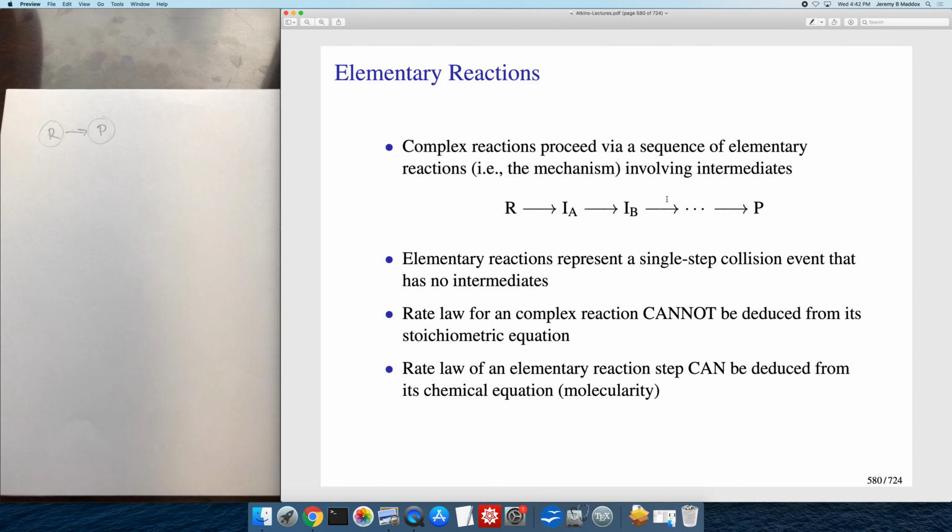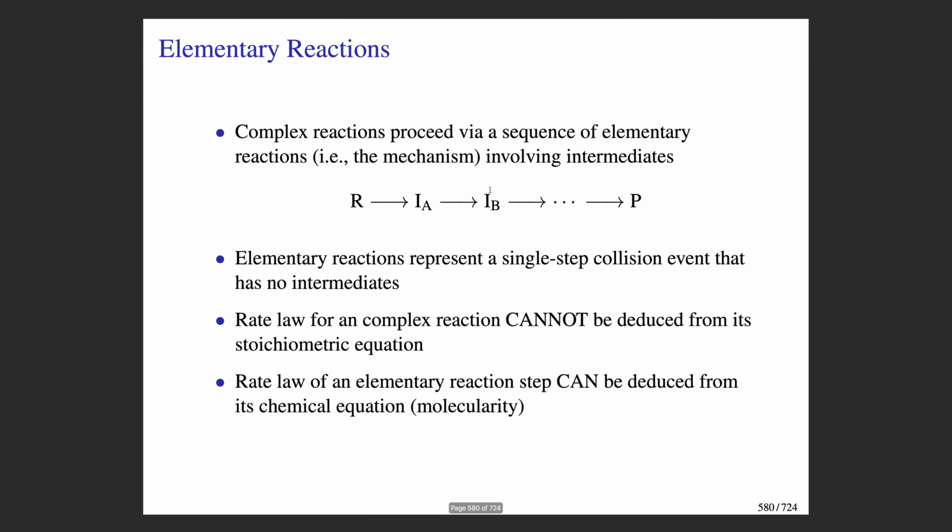The mechanism, on the other hand, will show you all of the individual steps along the way. And each of these steps represents exactly what you see. It represents a collision between those reactants to form the products that are given at the end of that step. And that may be an intermediate, as we have here in these initial steps, and then the final step would give you the products.